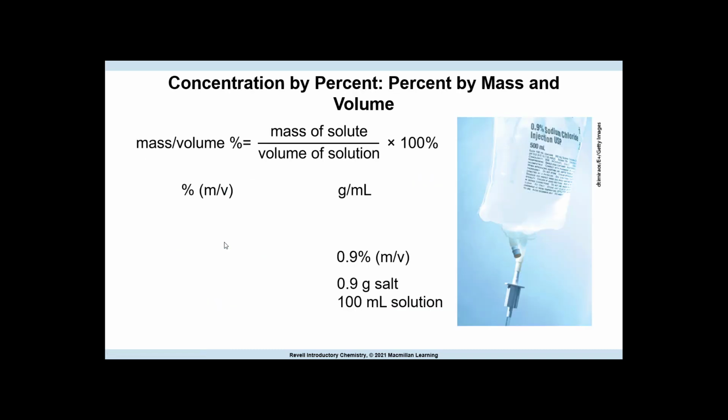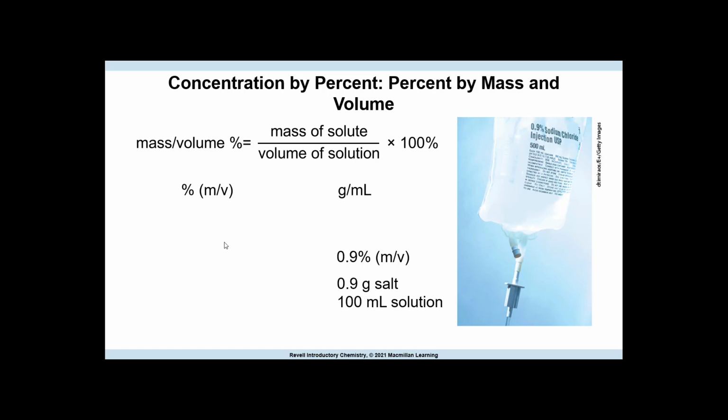So we're going to look at concentration by percent by mass and volume. When the solute is a solid, we often express concentration by mass per volume percent. Mass over volume percent is mass of a solute over volume of a solution. So mass is one unit, volume is another unit. That's where you see grams per mL. We write this as percent mass over volume and frequently use units of grams per mL.